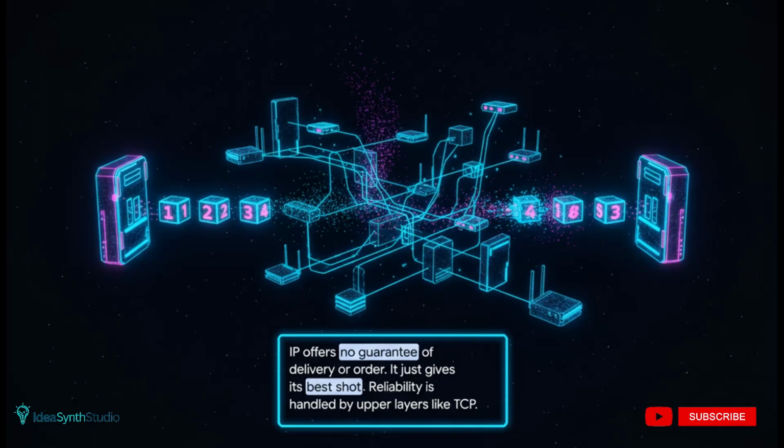Now here is a really important concept to get. The Internet Protocol itself is what we call best effort. That means it slaps the address on the packet and sends it on its way, but it makes zero guarantees it'll get there, that it'll arrive in the right order, or that it'll be error-free. IP just gives it its best shot. All that reliability stuff, that's the job of the layer above it, the transport layer, specifically the T in TCP.